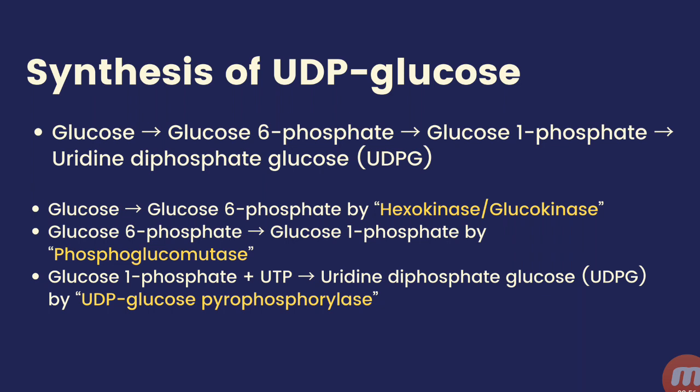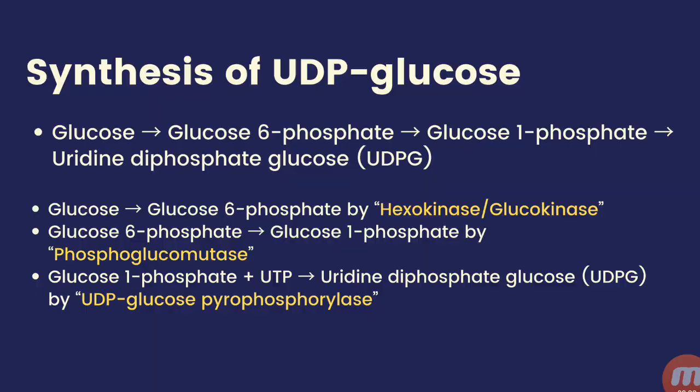In the third reaction, glucose 1-phosphate is converted to uridine diphosphate glucose, that is UDPG, in the presence of UTP by the enzyme UDP-glucose pyrophosphorylase. Clear? That was the first step. In this, glucose was converted to uridine diphosphate glucose. In short, it is known as UDPG.